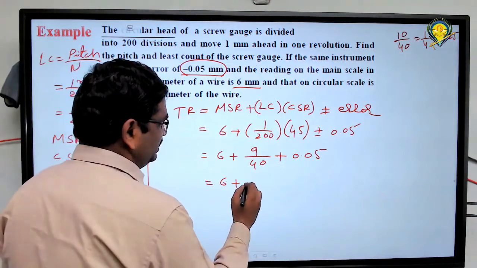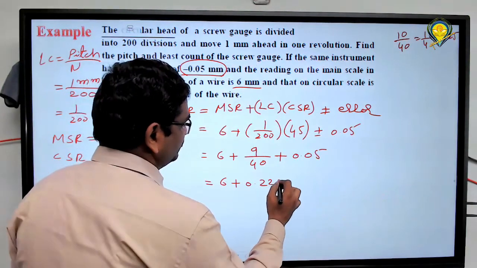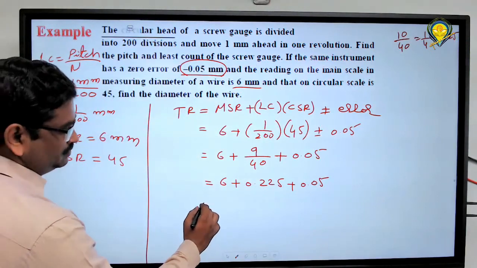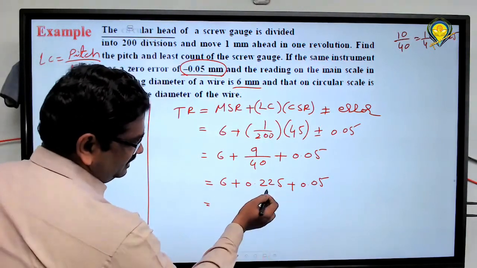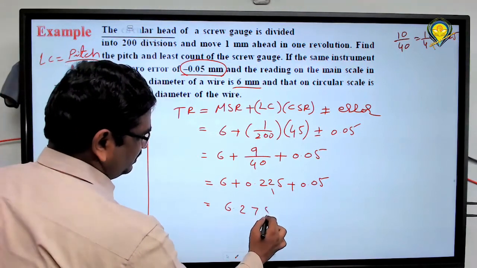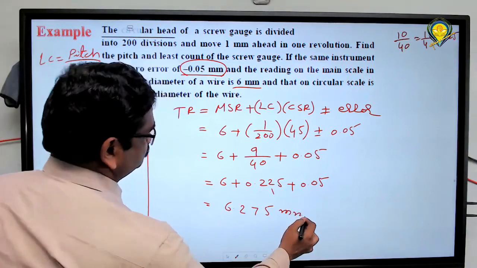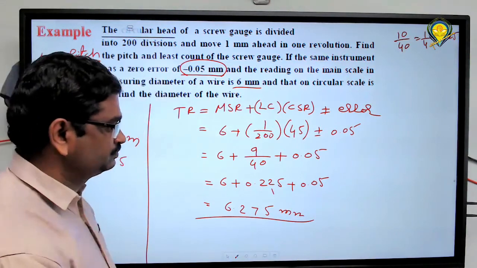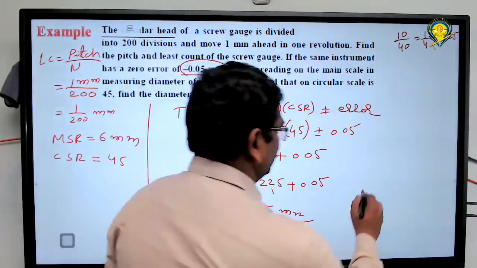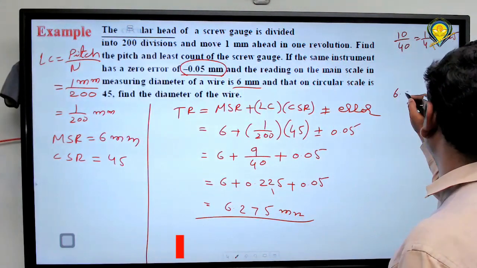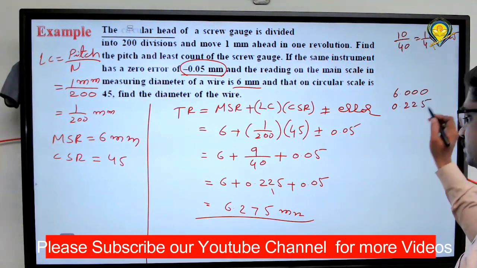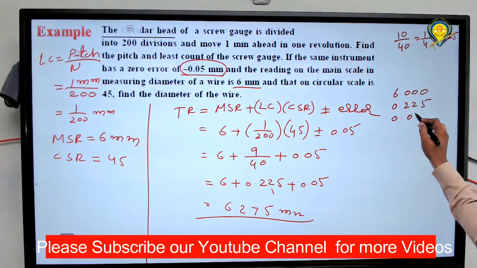So 6 plus 0.225 plus 0.05. Add these. So second digit we need to add. So 6.275. So if you are going to add, try like this: 6.000, next 0.225, next 0.050.